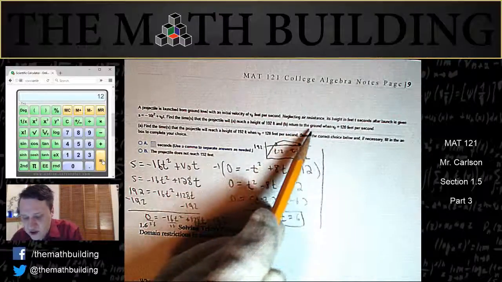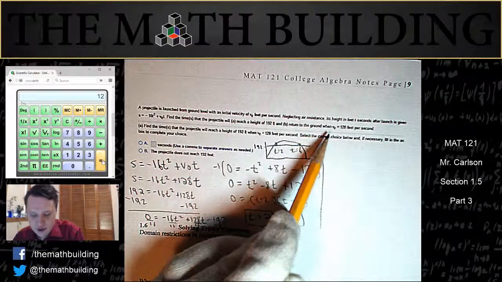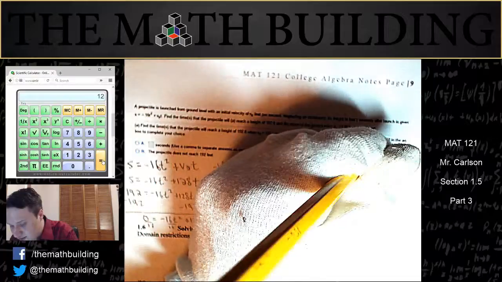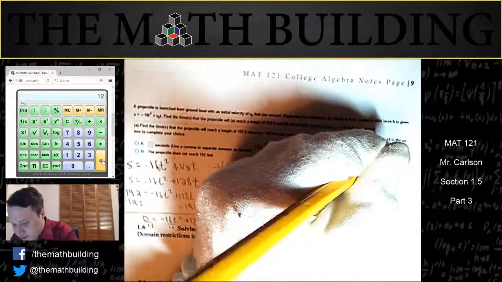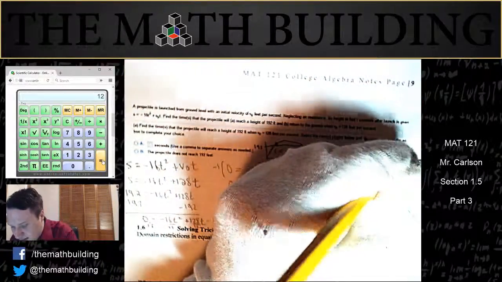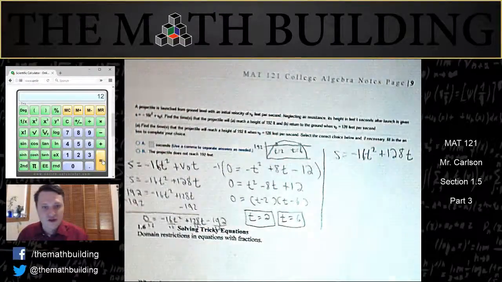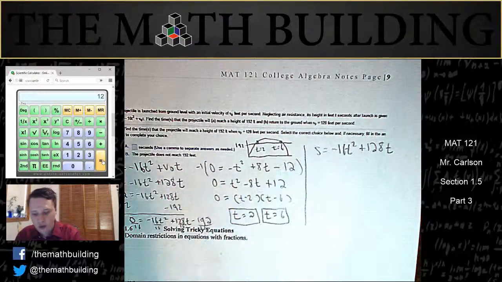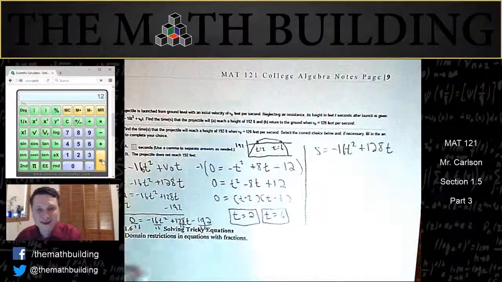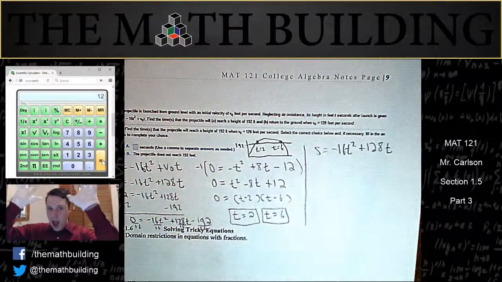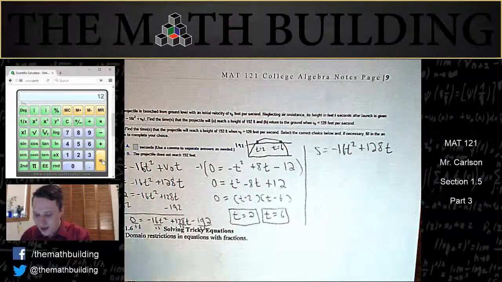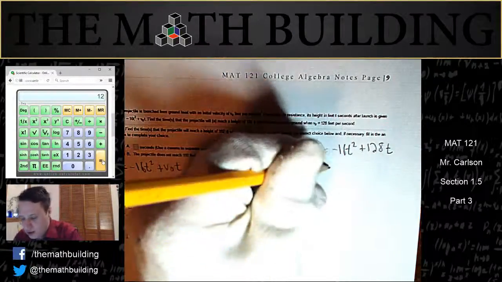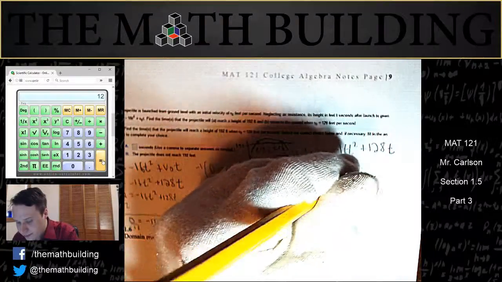Finally, it says, when is the object going to hit the ground? So once again, our equation was s equals -16t squared plus the initial velocity, which is 128, times t. So we're going to hit the ground. What number do you think we plug in for s? Before we plugged in 192. This time we're going to plug in, that's right, 0. Because if we're on the ground, then that means we have a height of 0. So we're going to solve this.